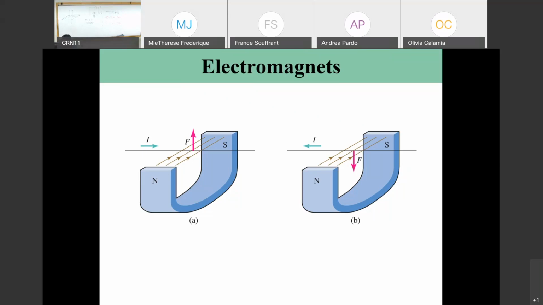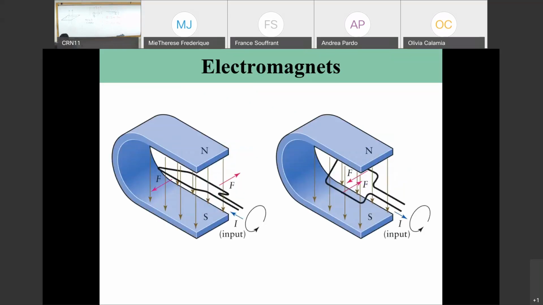How can we use this in real life? We can use this in real life by placing a coil, like that. So you can have this coil that is rotating. And why do we care about rotation? Because that's the idea behind a generator, or even an electric motor.